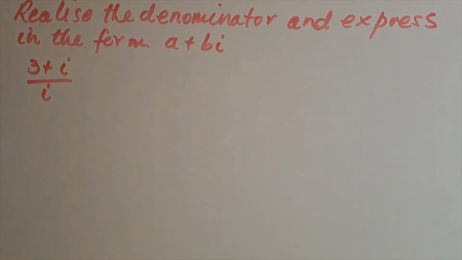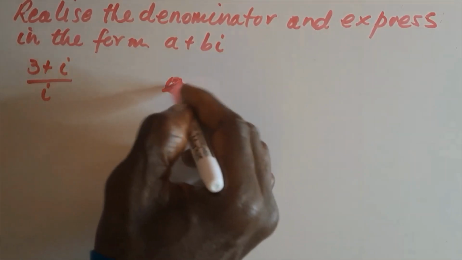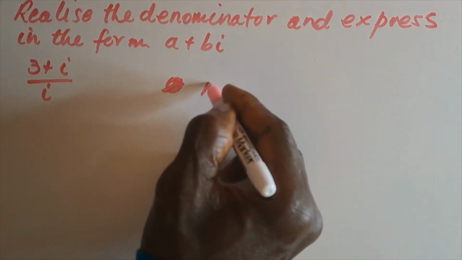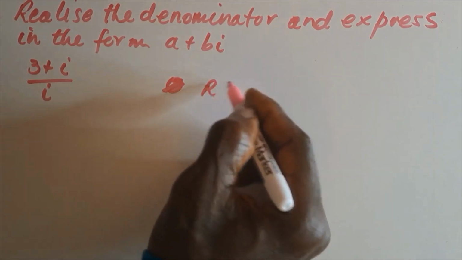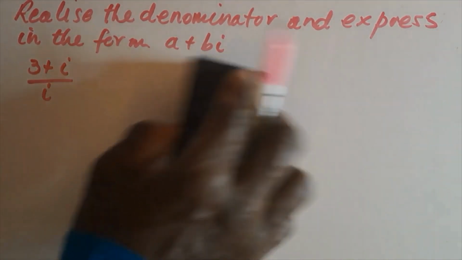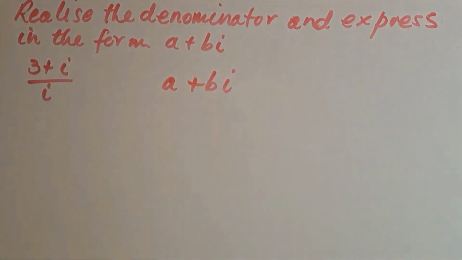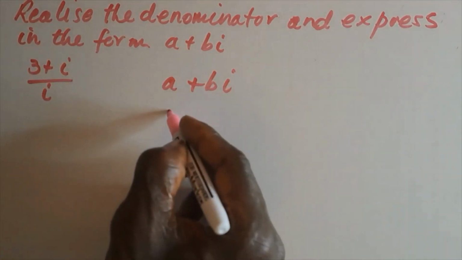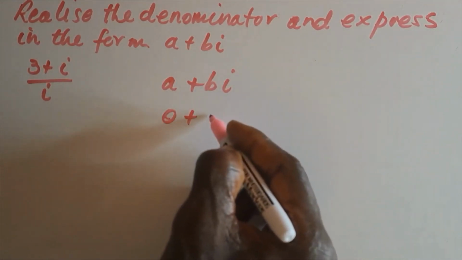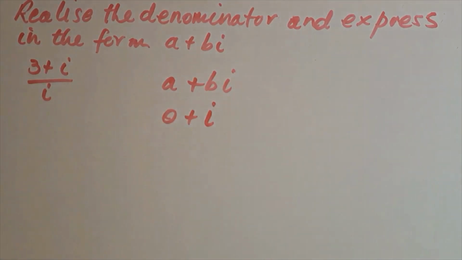Here we have another fraction to realise. Now remember, a complex number is made of the real part. Let's write it as a add bi. Now if we just have i, then a must have been 0, so we have 0 add b is, let's say, 1, and that would just give us 0 add i, which is i.